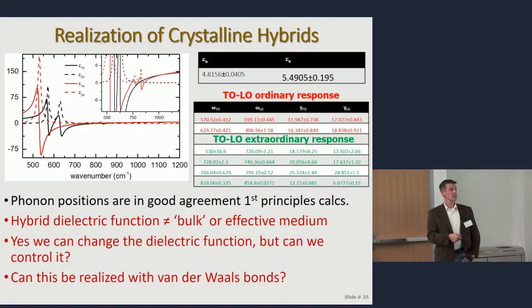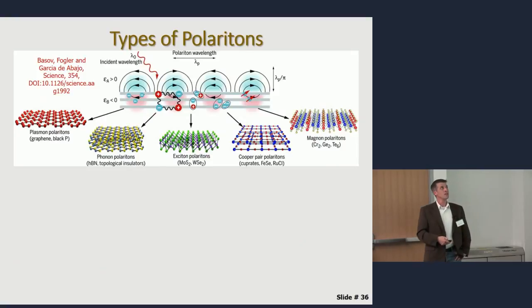The question is, can you actually dictate it? Can you control this dielectric function before the fact? Or do you just get whatever random structure you made? And can we start looking at structures where there is no covalent bonding out of plane and still result in these types of interactions? So I'll close with this.